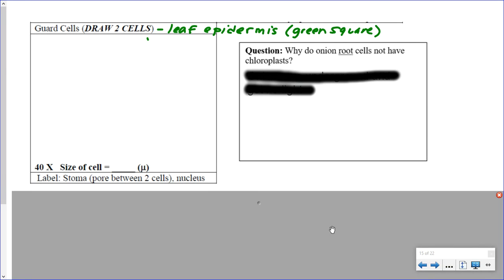Finally, the guard cell you have seen before in the microscopy lab. You're drawing the 2 guard cells. Those are the 2 things that surround the stoma, the pore. And then you want to answer this question over here.